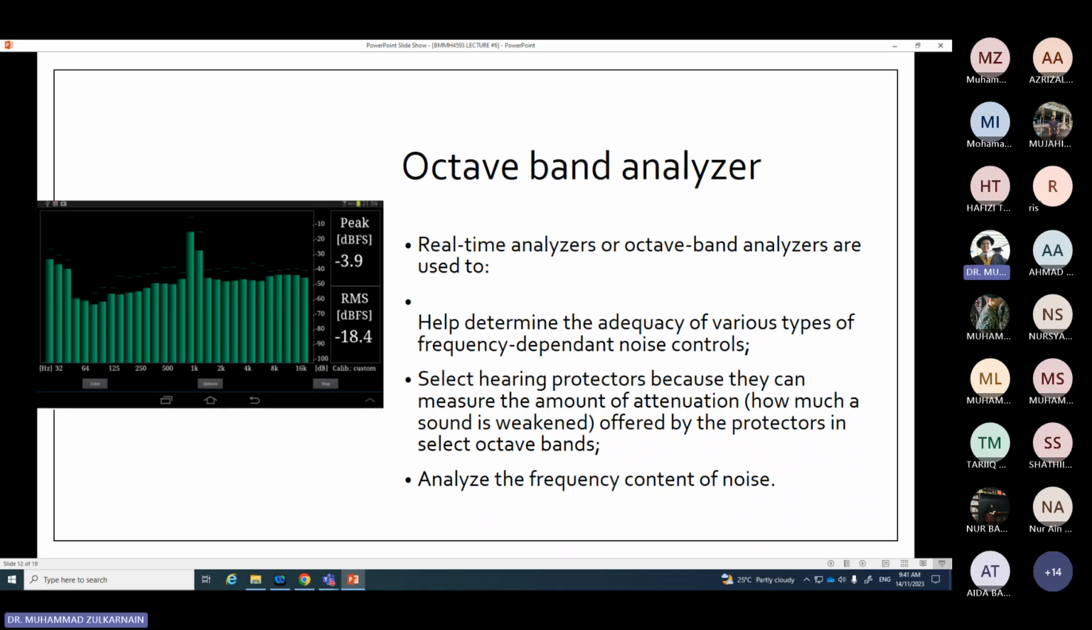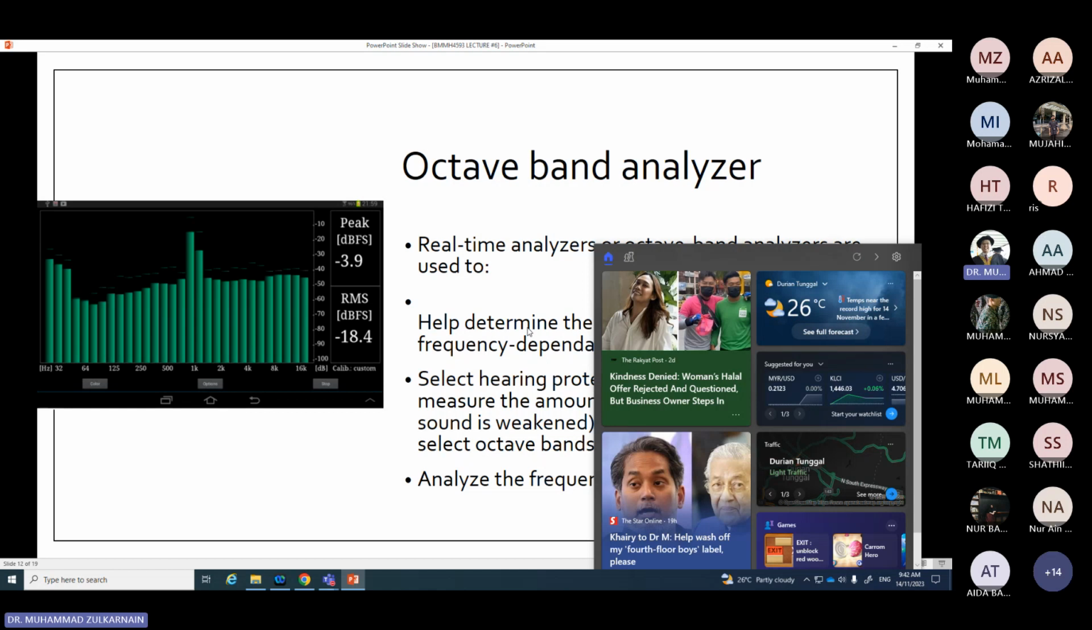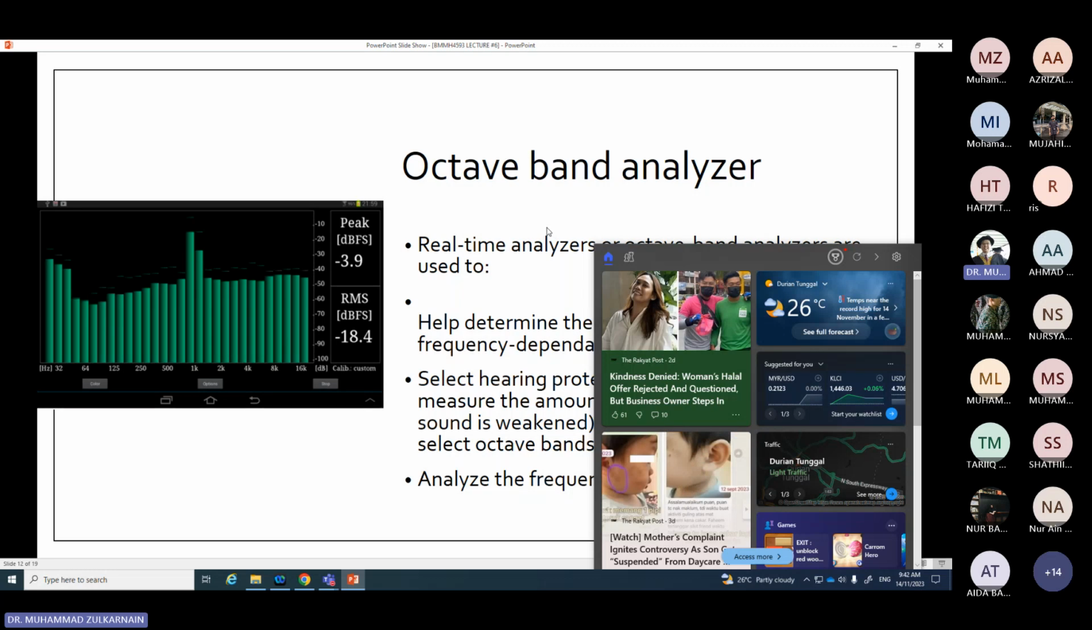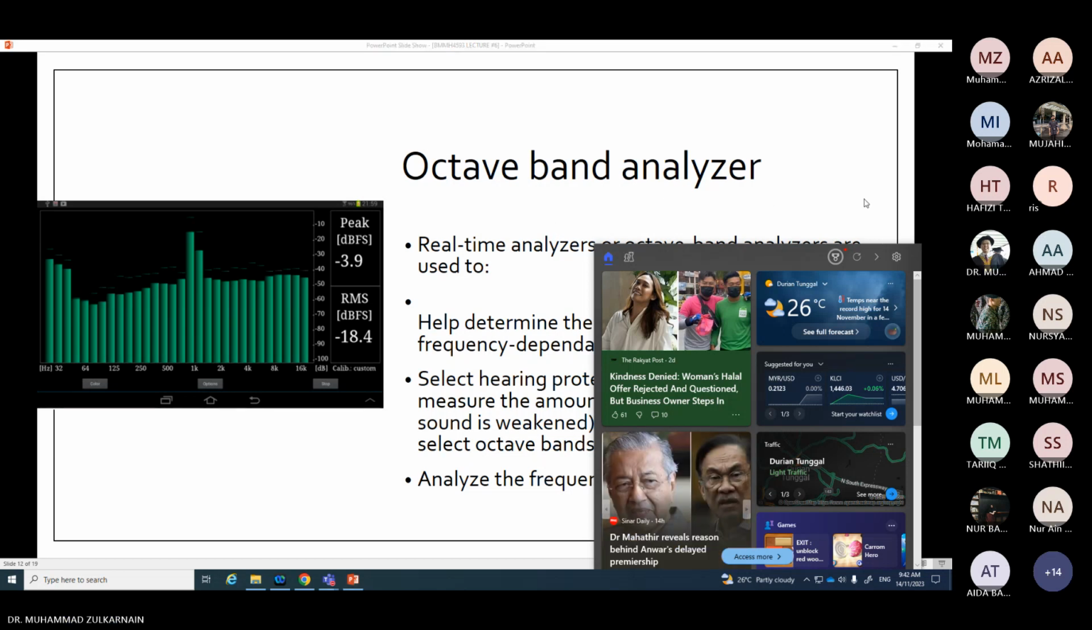And then we can analyze the frequency content of the noise. Is it constant, or is this one considered only at a certain time? We will play with the high frequency, or is this frequency constant? That's what we need to identify.